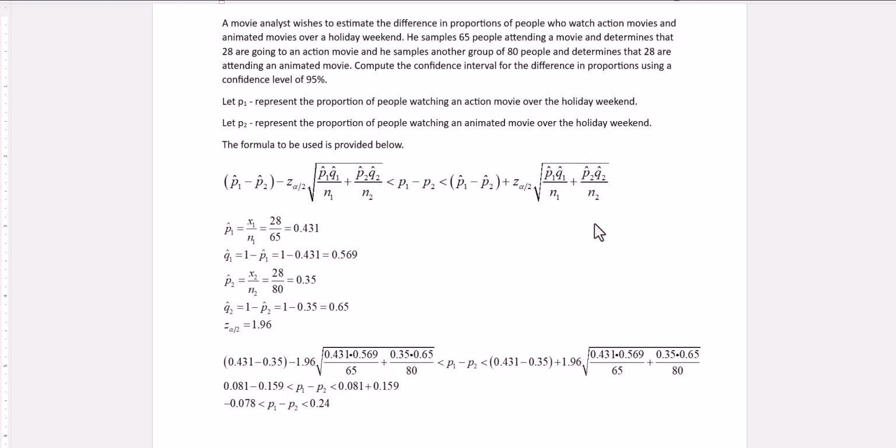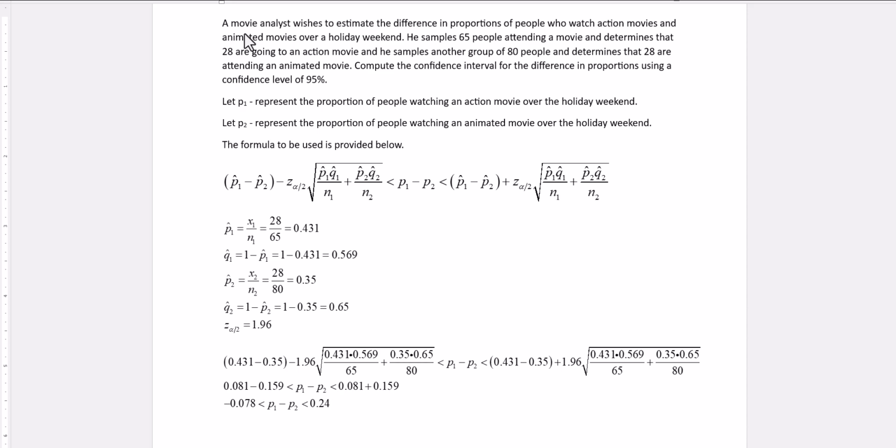In this video, I will demonstrate how to compute a confidence interval for the difference between two proportions. We begin with the following problem. It states, a movie analyst wishes to estimate the difference in proportions of people who watch action movies and animated movies over a holiday weekend.